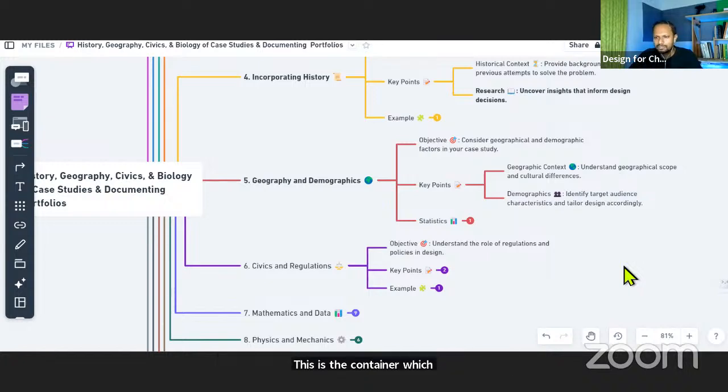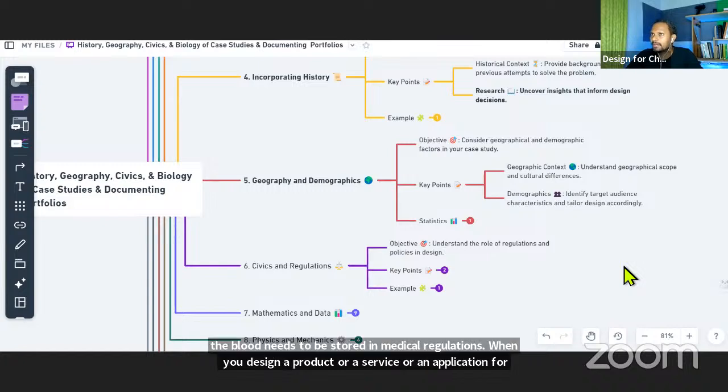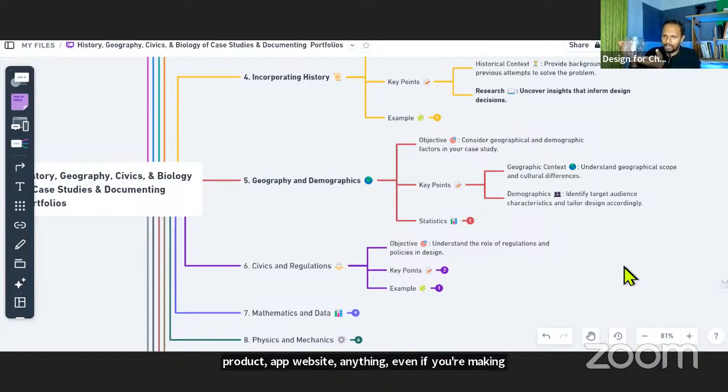Yeah, in medical regulations, when you design a product or a service or an application for medical products, you will know there are medical regulatory bodies like CDSCO, and also ISO standards, and also IEC standards, and also CE certification of the European Union. So all the standards and benchmarks are there. Once you understand the standards, you can design a medical product, app, website, anything. Even if you're making a medical design for a doctor or a patient, it has to go through a lot of regulators.